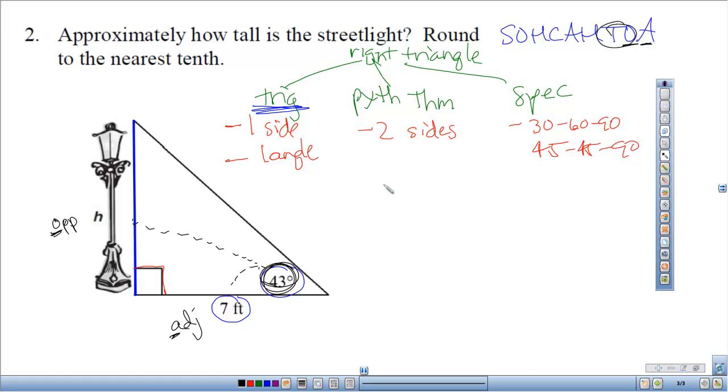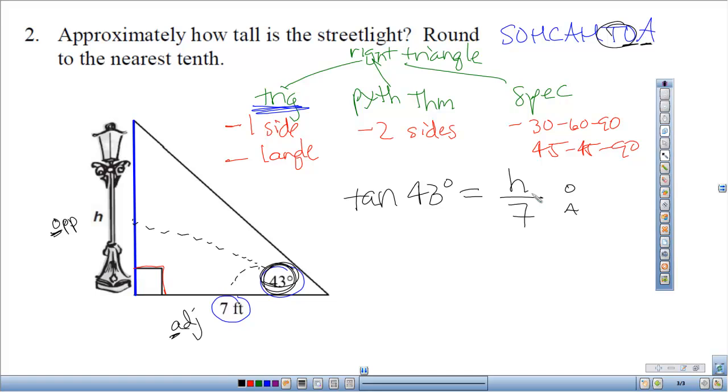All right, so if I'm using opposite and adjacent, this must be a tangent problem. So the tangent of a 43-degree angle must be equal to, and let's see, it's SOHCAHTOA. That means the opposite side has to go on top. That would be H. And the adjacent side has to go on the bottom. All right, we've written our little trig equation.